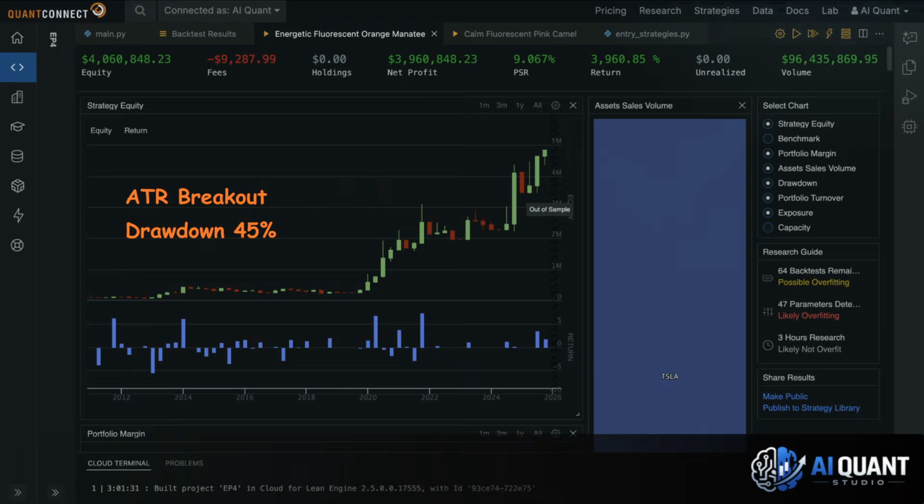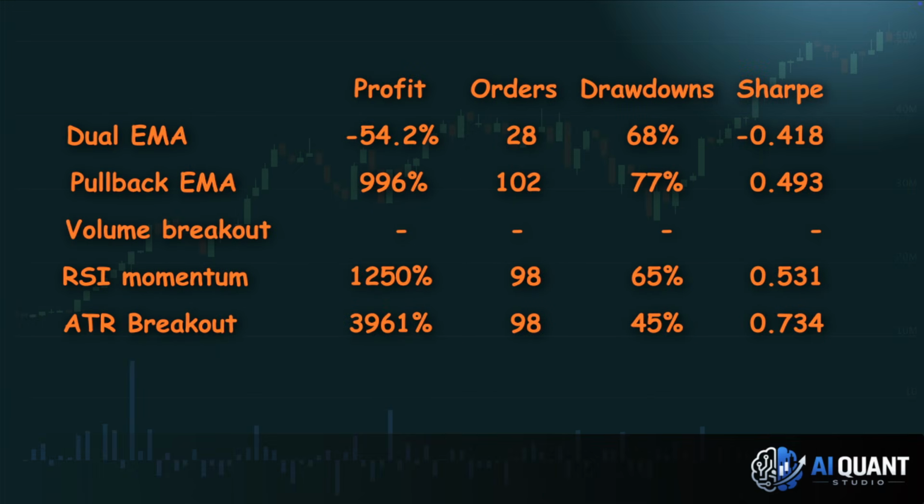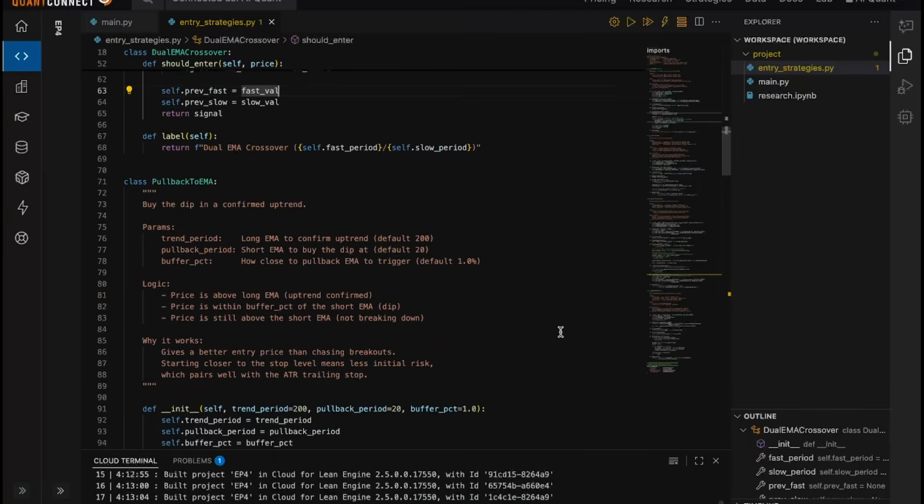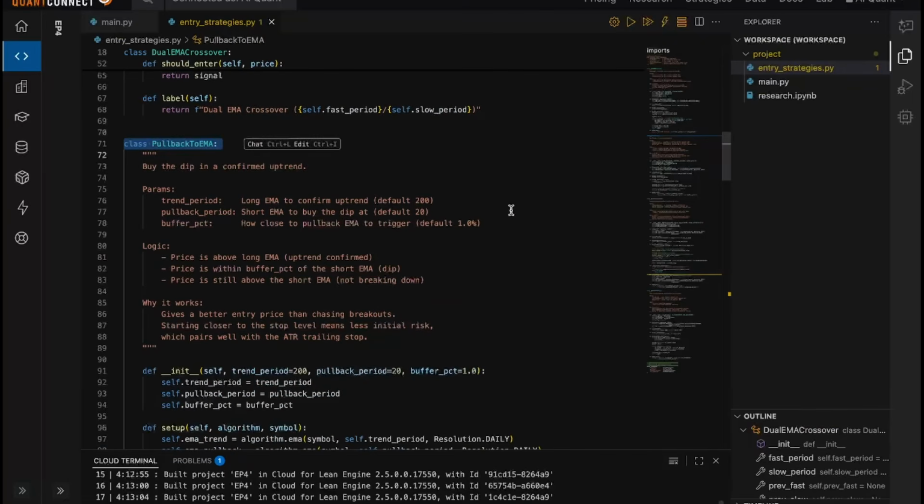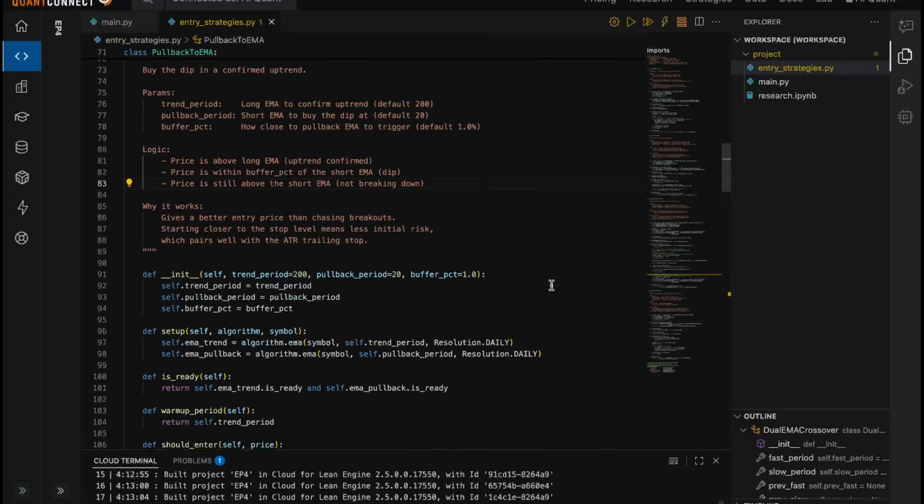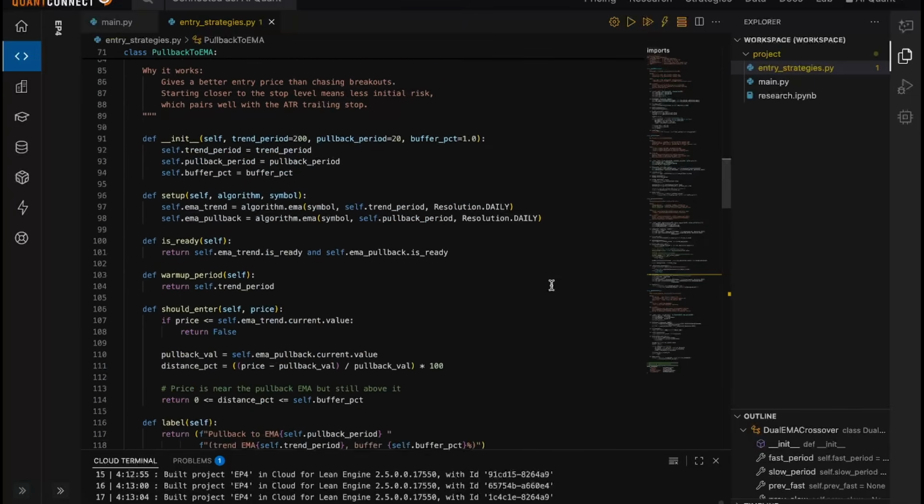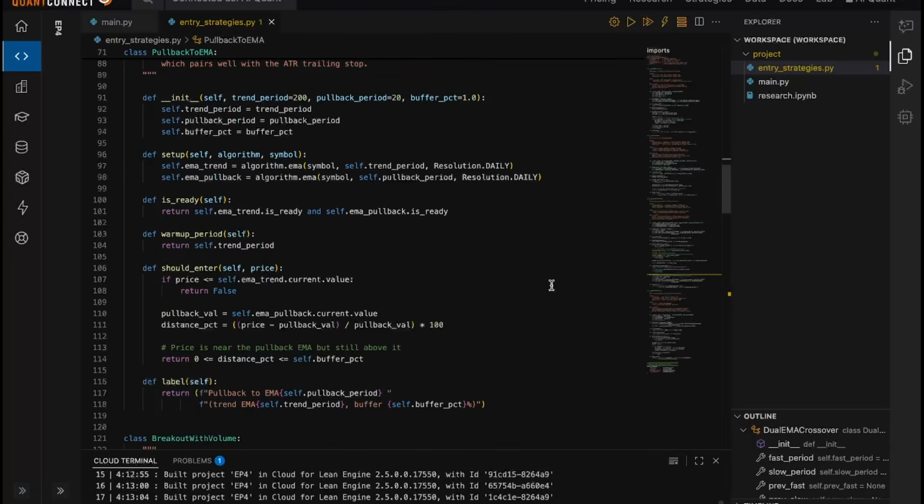fighting each other. For breakout with volume, 0 trades, nothing. The strategy was broken. Before we fix that, let me talk about something I noticed while reviewing the code. 3 of the 5 strategies had an EMA 200 trend filter baked in. That filter came from episode 3.